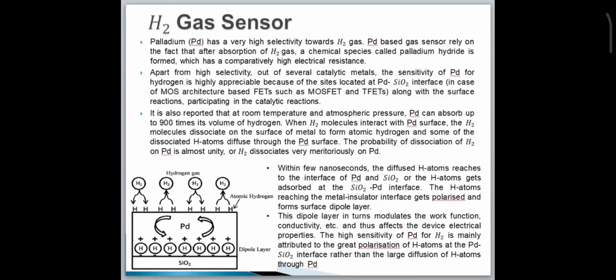It is also reported that at room temperature and atmospheric pressure, Pd can absorb up to 900 times its volume of gas. When H2 gas interacts with the Pd surface, the H2 molecule dissociates on the surface of the metal to form atomic hydrogen, and some of the dissociated hydrogen atoms diffuse through the Pd surface. The probability of dissociation of H2 on Pd is almost unity; H2 dissociates very readily on Pd.